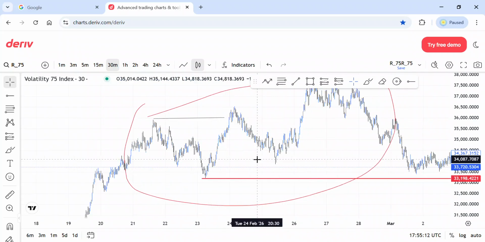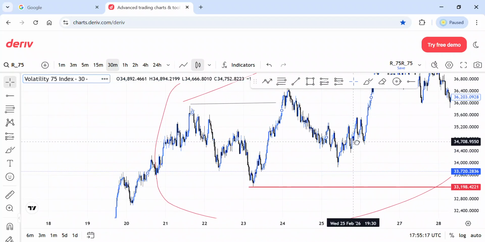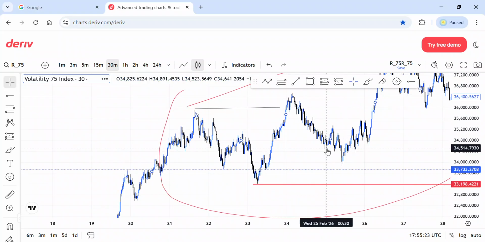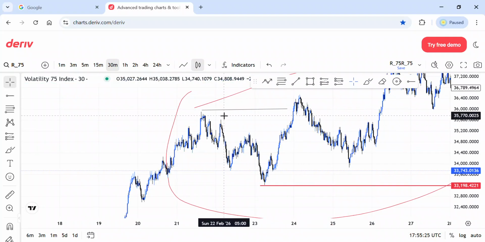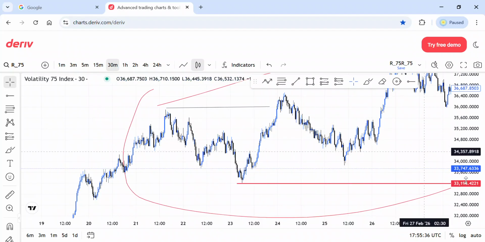Okay, now let's look for our major inducement, or let's just say let's look for our minor inducement first, because I told you something. I said before, you are going to see your minor inducement before a breakout structure. So now, where is our minor inducement?